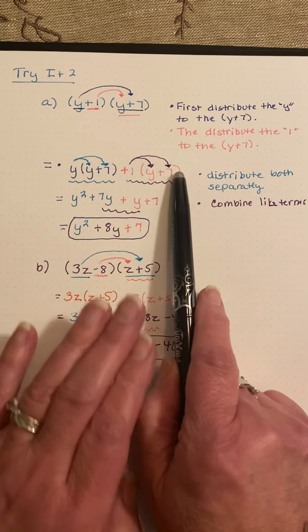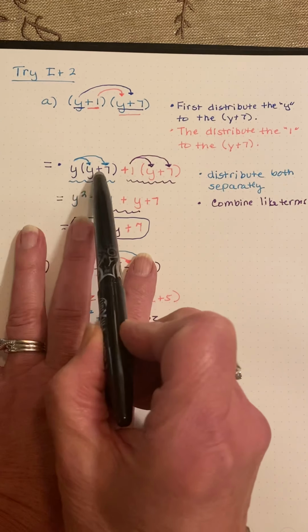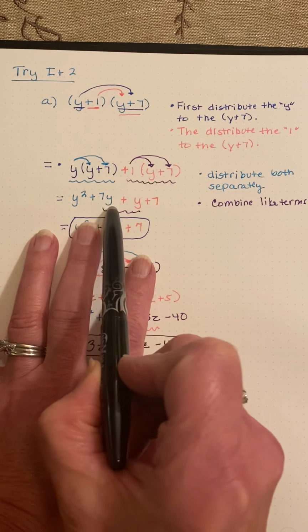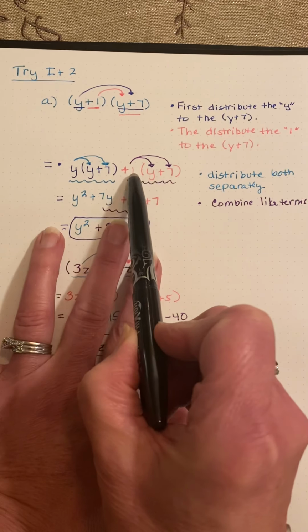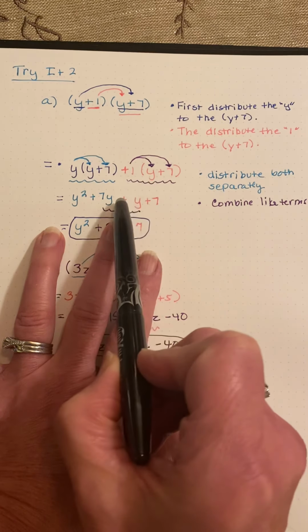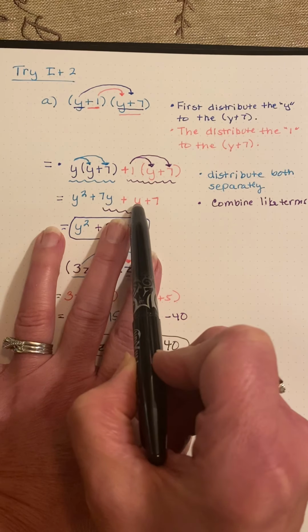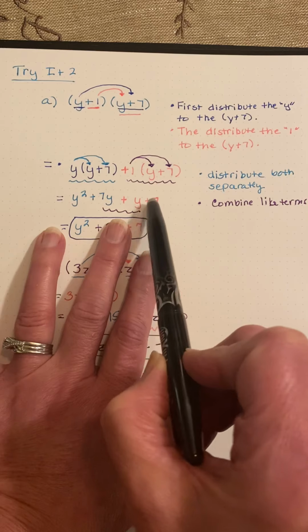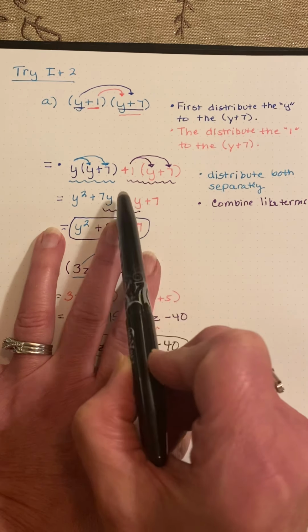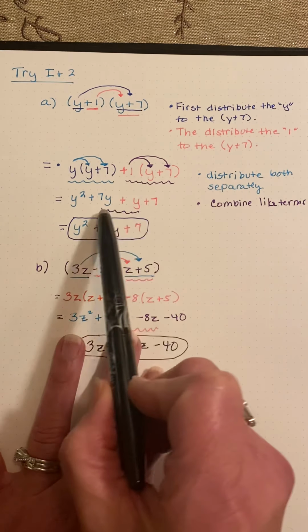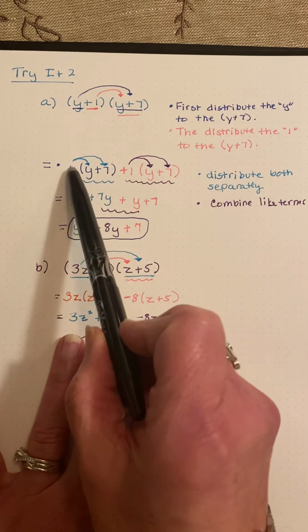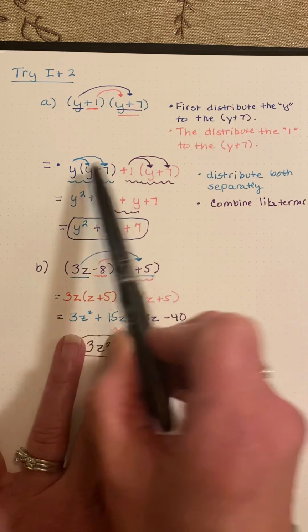So basically you have this, y times y plus 7 plus 1, because it's a positive 1, plus 1 times y plus 7. So here, y times y is y to the second, and then y times 7 is 7y. Positive 1 times y is just a positive y. Positive 1 times positive 7 is just a positive 7. At this point, I'm going to, well, first of all, up here, what I did is I distributed this first and then that. You do it separately.